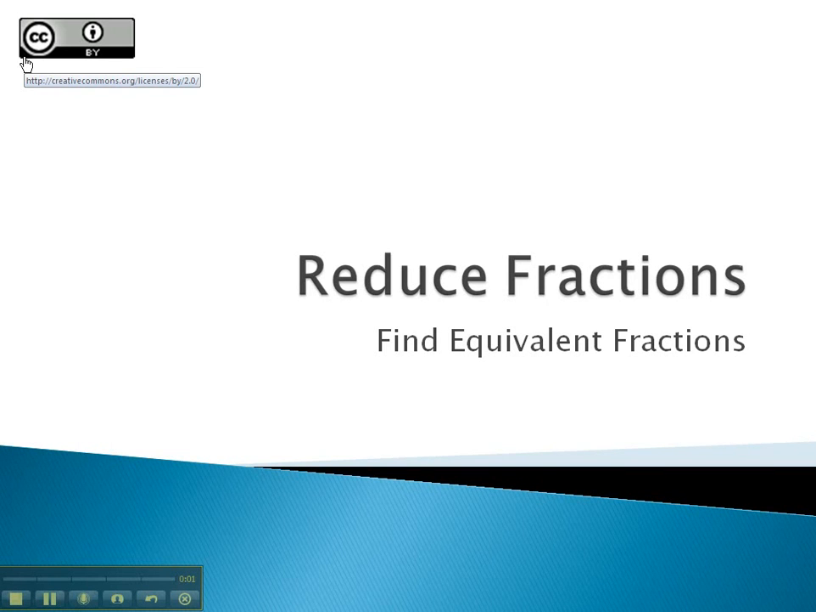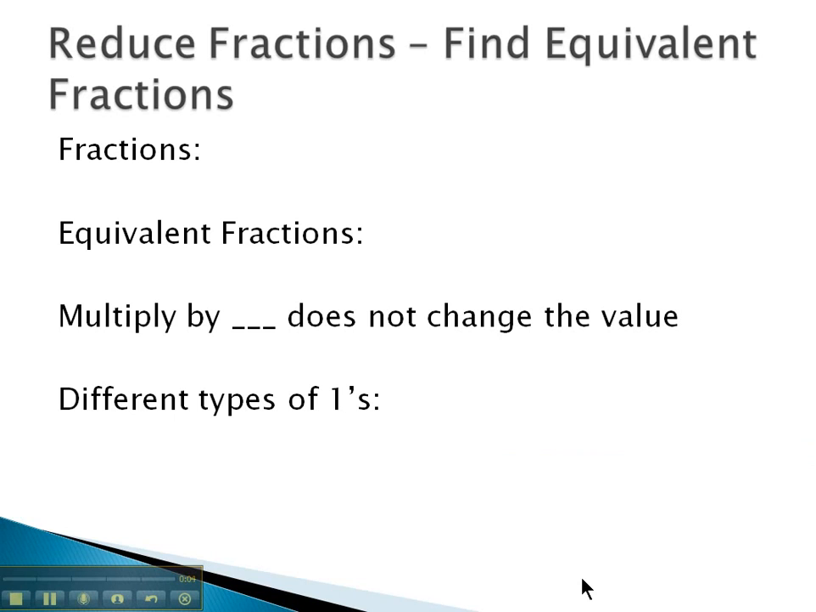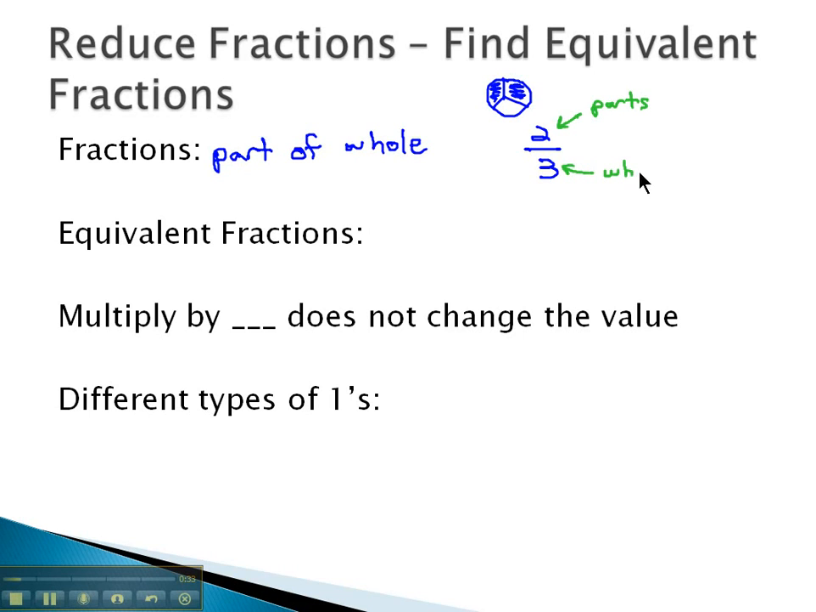In this video, we're going to take a look at fractions and finding equivalent fractions. A fraction is simply a part of a whole. For example, if we have a pizza cut in 3 parts with 2 parts shaded, we would say that we have 2/3, or 2 parts out of the whole, which is made up of 3 parts.